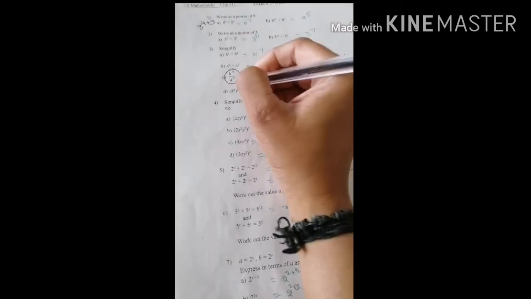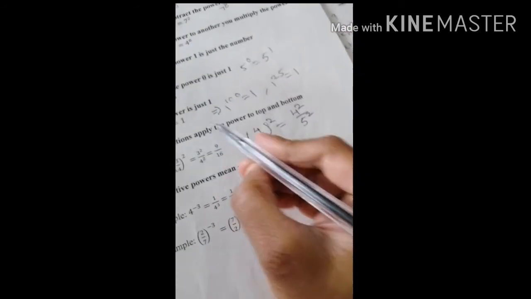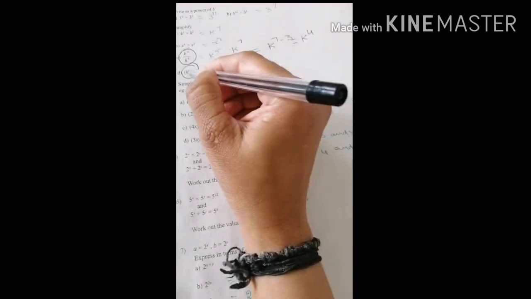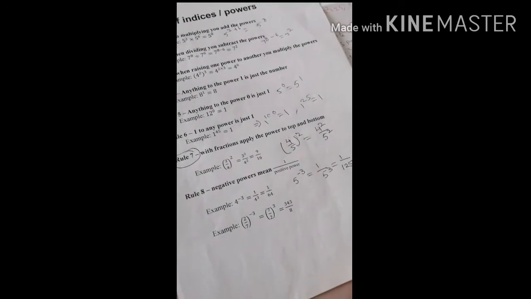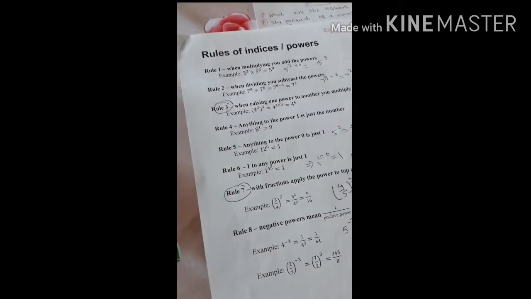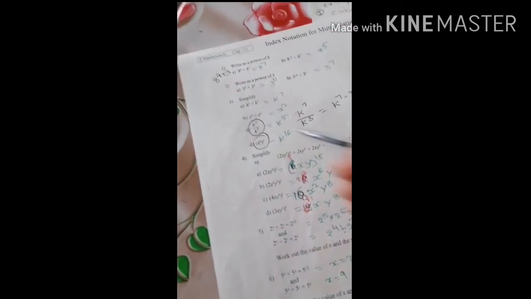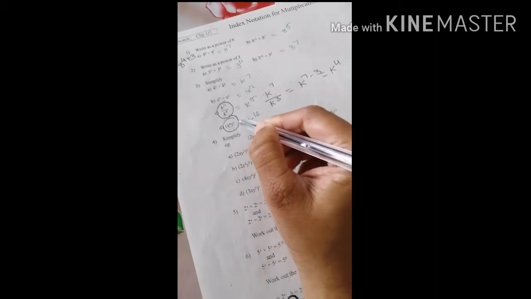And here you can see this rule. Apply this rule. Rule 7 is applying here: with fractions, apply the power to the top and bottom. So k to the power 8 times 2 equals k to the power 16. This is not rule 7, this is rule 3. You can see a perfect example here, and this is the same thing as here. k to the power 8, squared, equals k to the power 16.